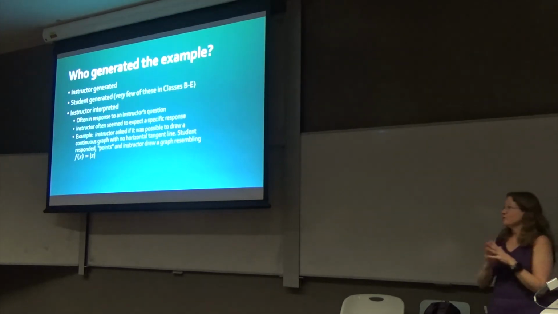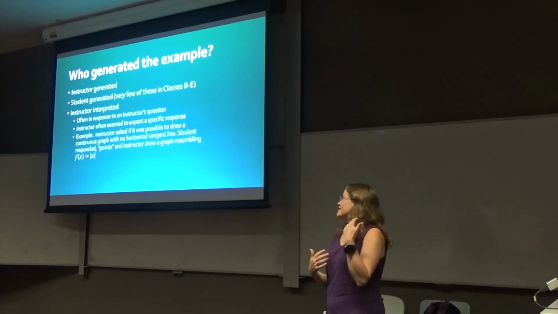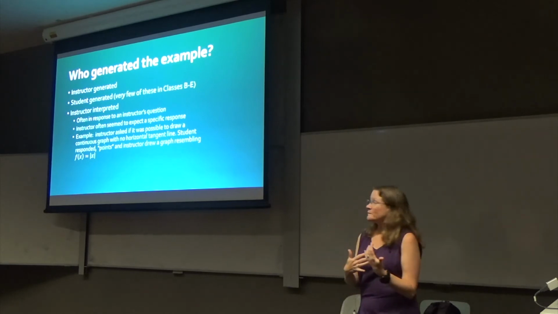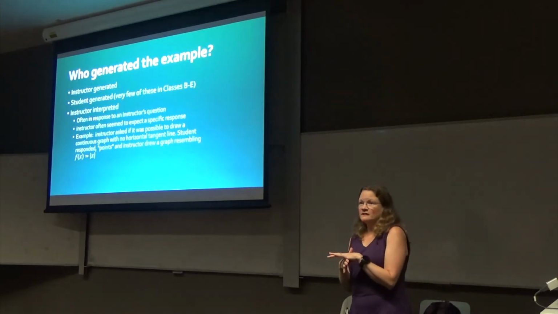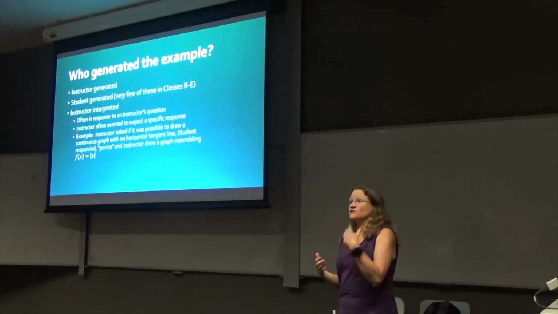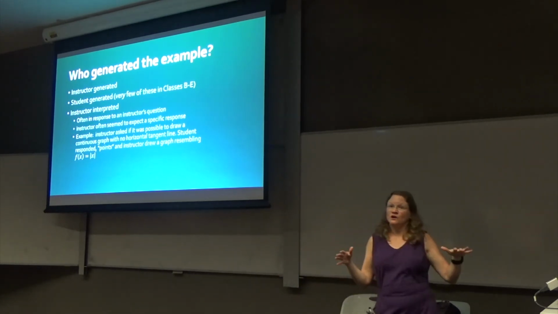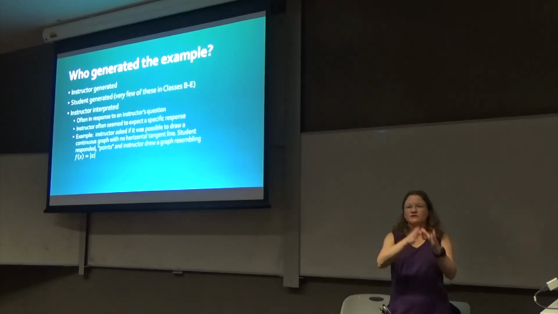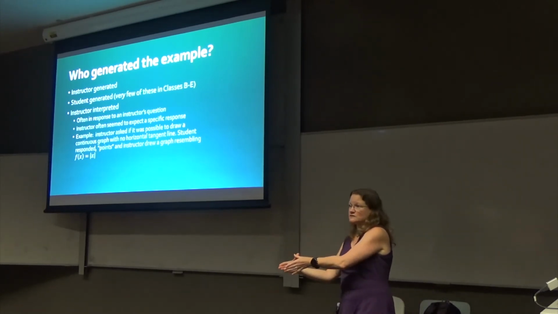So, what did all of this tell us about this lesson compared to some of the other lessons? Who generated the example? In this lesson, every example, aside from the first one, was generated from the students themselves. In the other lessons that we saw, there was a very clear sequence of examples that the instructor had planned out and presented to the students.